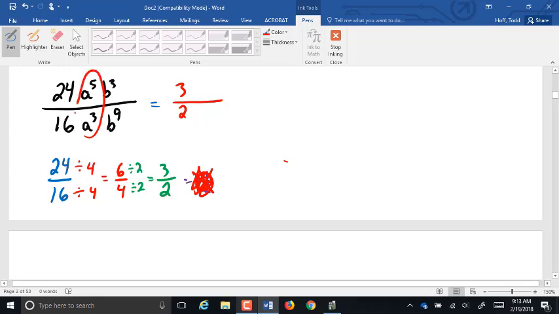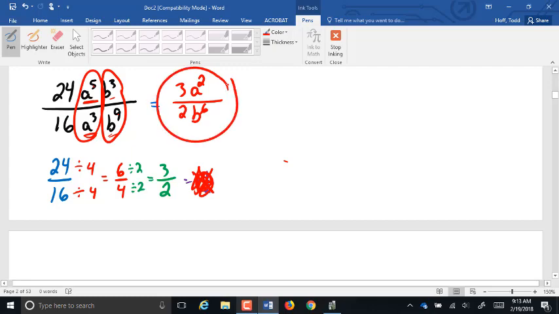So now for A, is A going to end up on top or bottom in my answer? On the top, because A to the 5th is bigger than A to the 3rd. So A goes on top, and what power does it have? 2. 5 minus 3 is 2, so that's A to the 2nd on top. B is going to go on top or bottom? On bottom, we have B to the 3rd and B to the 9th. B to the 9th is the bigger power. So B goes on bottom, and it'll have a power of 6. 9 minus 3 is 6. So B to the 6th.